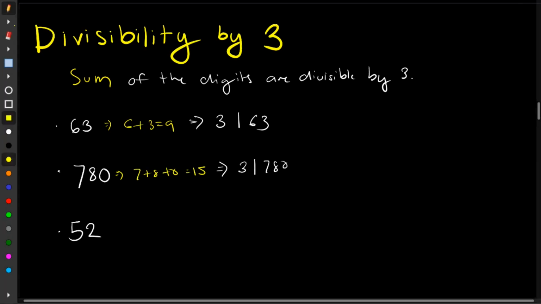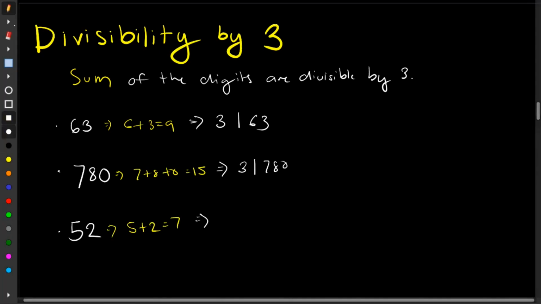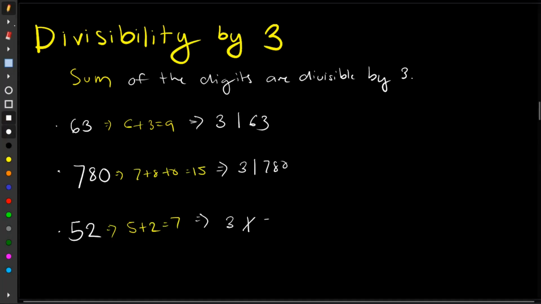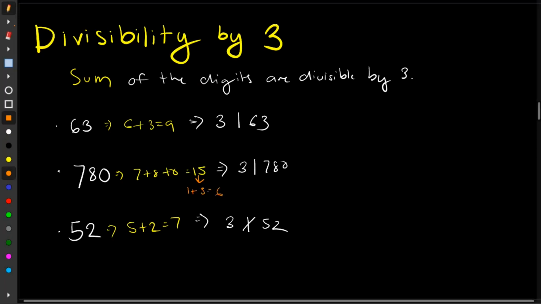How about the last one? We have 5 plus 2 is equal to 7, which is not divisible by 3. So we have 3 does not divide 52. Now take note that here 15 is divisible by 3, since 1 plus 5 is equal to 6, which is more clearly divisible by 3. So you can do that if the number is still large after applying the divisibility technique.